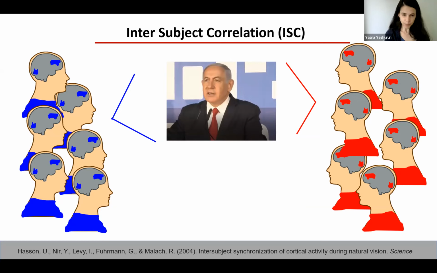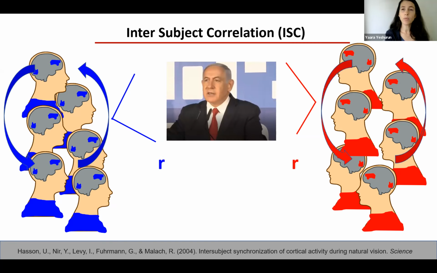And what we did here is we calculated the correlation of the brain response in each region for each movie within the left-wing participants group and within the right-wing participants group. Then we compared this correlation value to a certain threshold in order to identify regions that were involved in processing the stimulus.